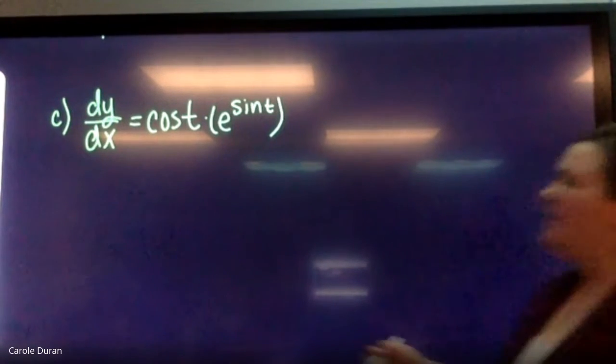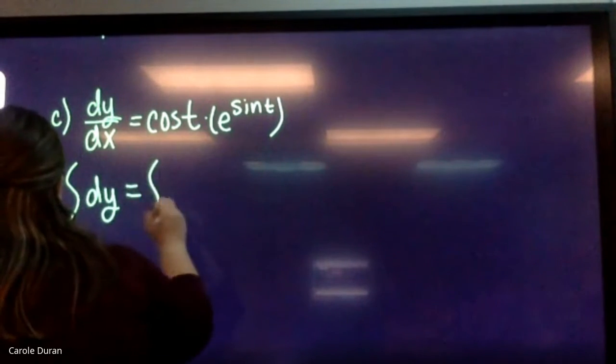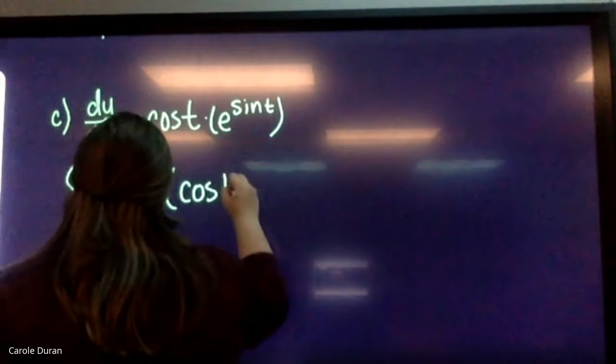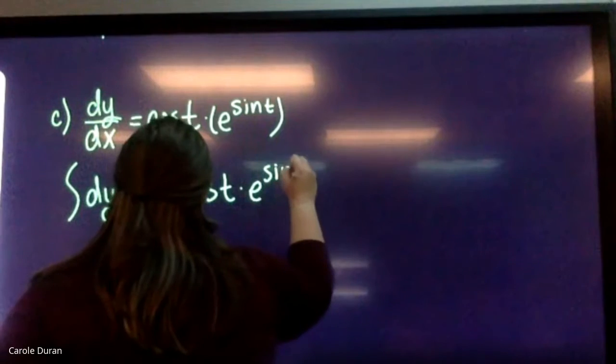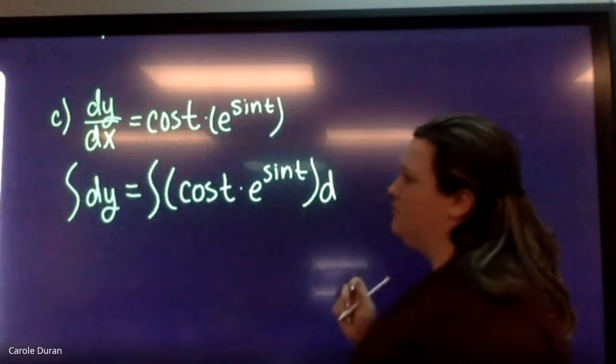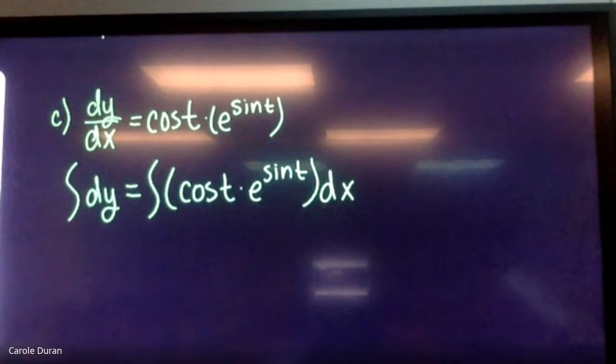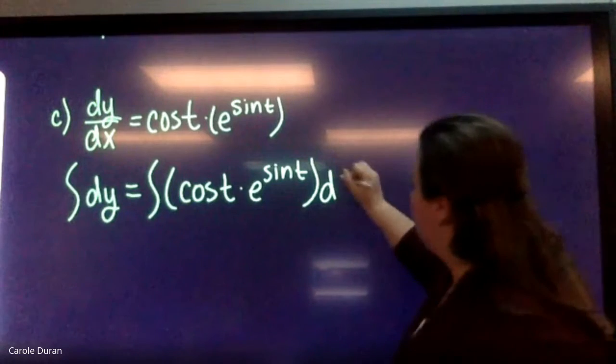Formally writing, this turns into the integral of dy equal to the integral of cosine t times e to the sine t. Is that not chain rule? Huh? Is that not chain rule? That is chain rule, actually. That should be a dt. I don't know why I put dx.